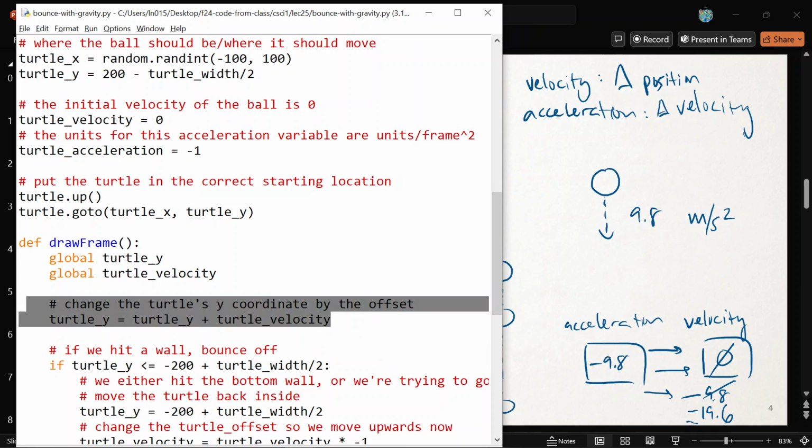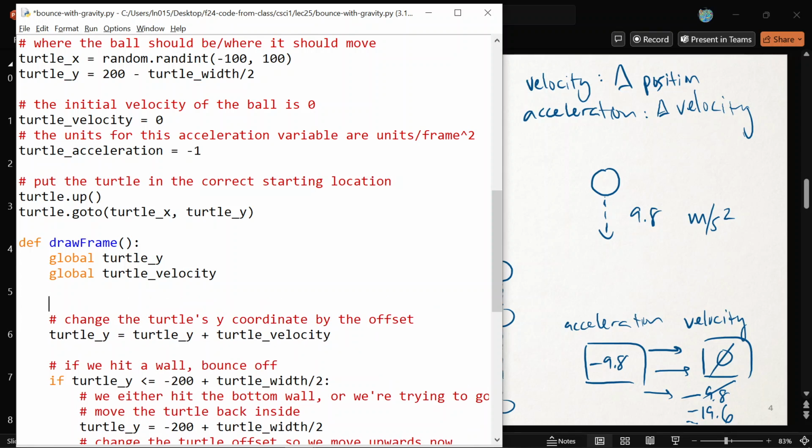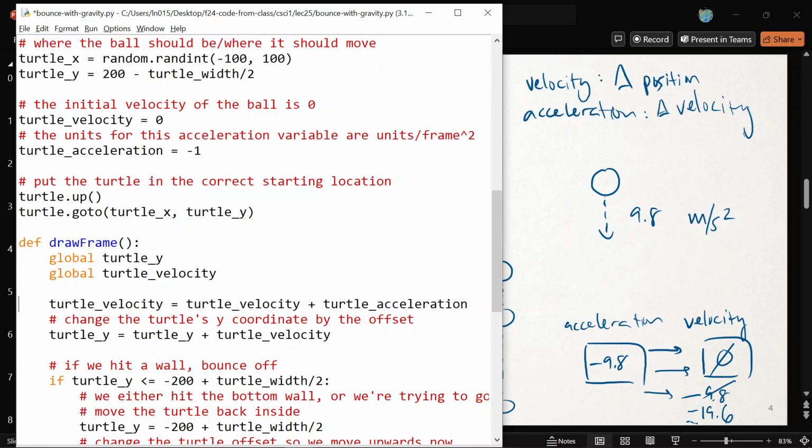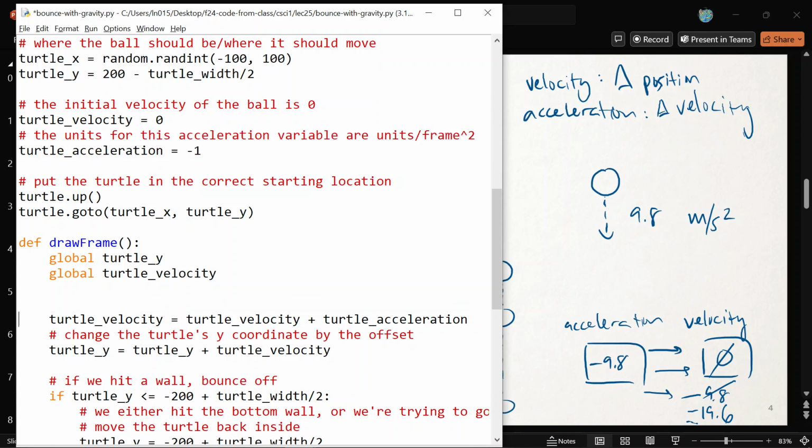And let's see what else. But before that, we want to have the velocity affected by acceleration. So I'll say turtle velocity equals whatever it is plus turtle acceleration. And that's really the only new line other than this one up here. Isn't that crazy? So what we're doing is the acceleration needs to affect the velocity. That's how the world works.